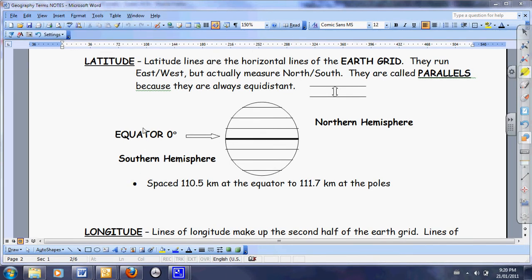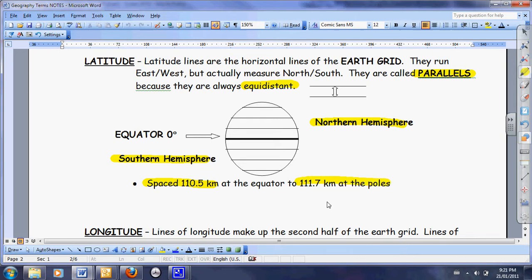But if you take a look, latitude, they're horizontal lines, and they're called parallels. And parallels for the reason that they are equal distance, so like a railway track. Of course, the equator splits the world into the southern hemisphere and the northern hemisphere. And those parallels are spaced 110.5 kilometers apart at the equator. The distance slightly increases at the poles to 111.7 kilometers.